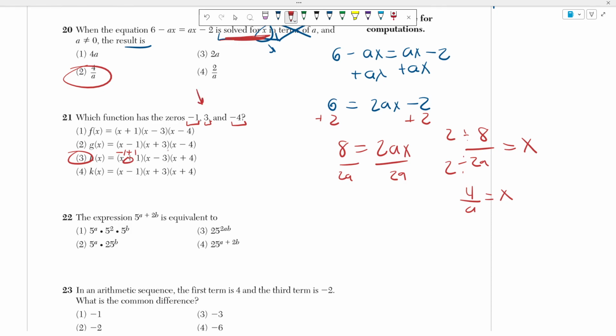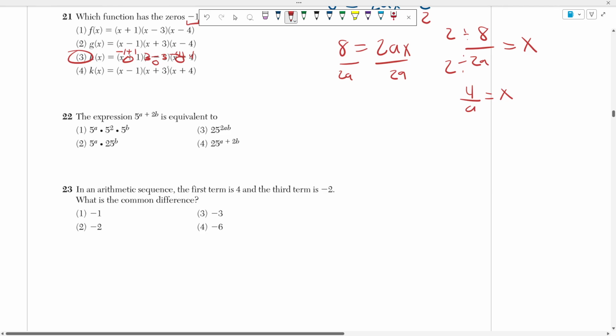The same thing with 3. For this function, if I plug in 3, I'll get 3 minus 3 in this parentheses, which makes it equal to 0. Anything times 0 is equal to 0, so the whole thing is equal to 0. And the same thing with this last parentheses right here. -4 plus 4 is equal to 0. Anything times 0 is equal to 0, right? So the zeros of a function are the values that make that whole function equal to 0 at that point when you plug them in.